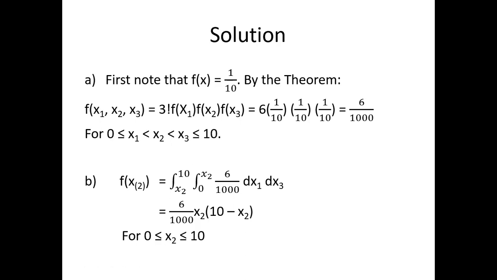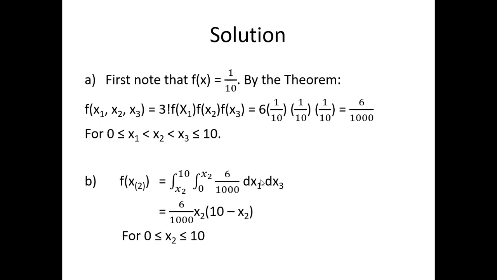If I want to think of this as the marginal PDF of x2, then we could put together this integral. Let's go to the inner integral first. So I want to integrate with respect to x1. I know x1 is between 0 and x2. So we integrate between 0 and x2, 6 over 1,000. That was our joint PDF, dx1.